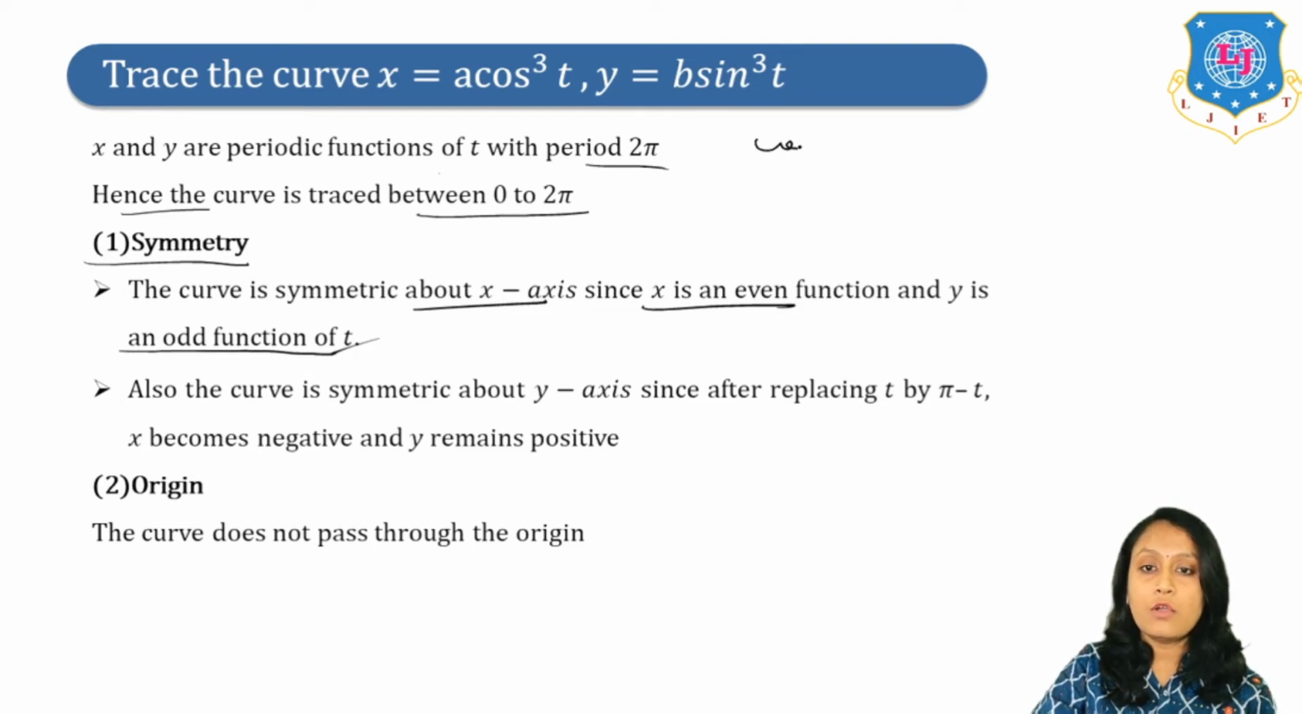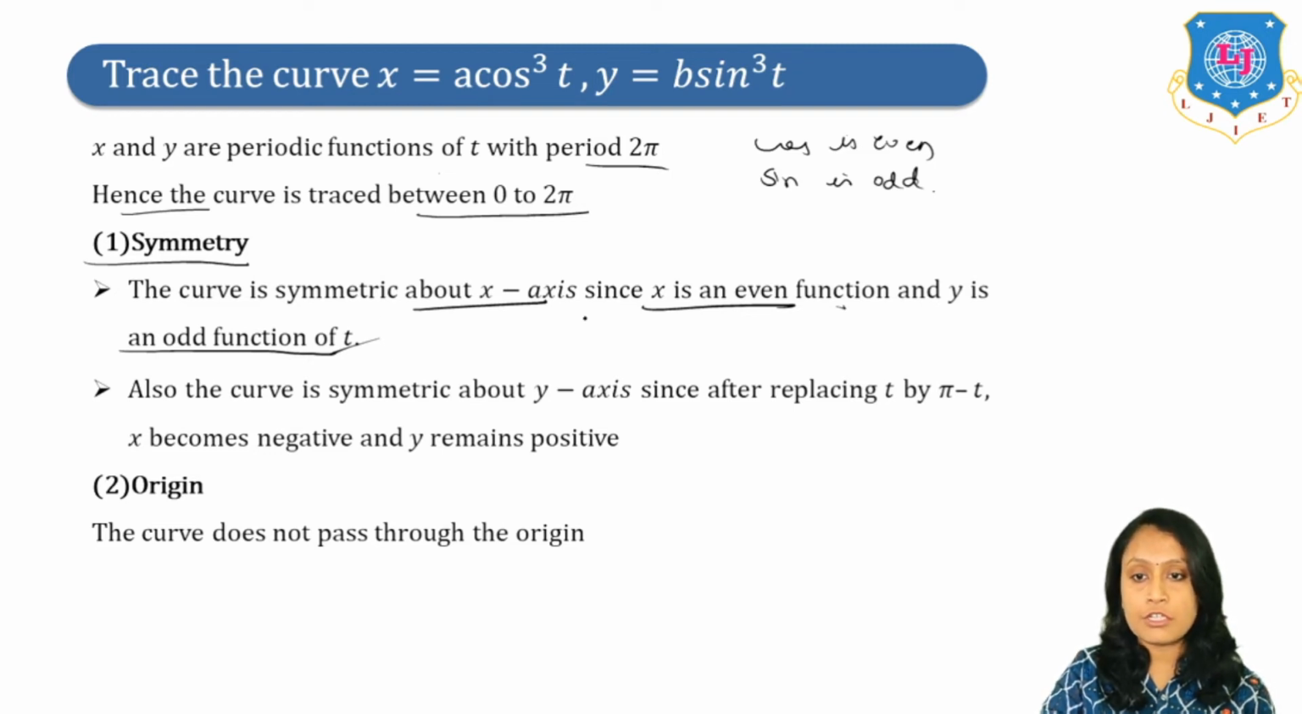Now we know that cos is an even function and sine is an odd function. Therefore we can say that this x is an even function and y is an odd function. So the curve is symmetric about the x-axis.